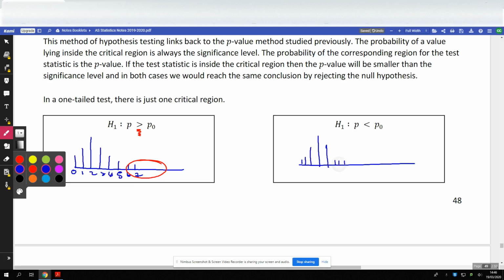If you're not sure about the diagram, maybe just have a look back at chapter 6, just before we started the binomial distribution, where we looked at discrete distributions, the uniform distribution. This is just an extension of that, really. So if we were looking at the critical region, it's going to be the bottom end for that, the top end for that.